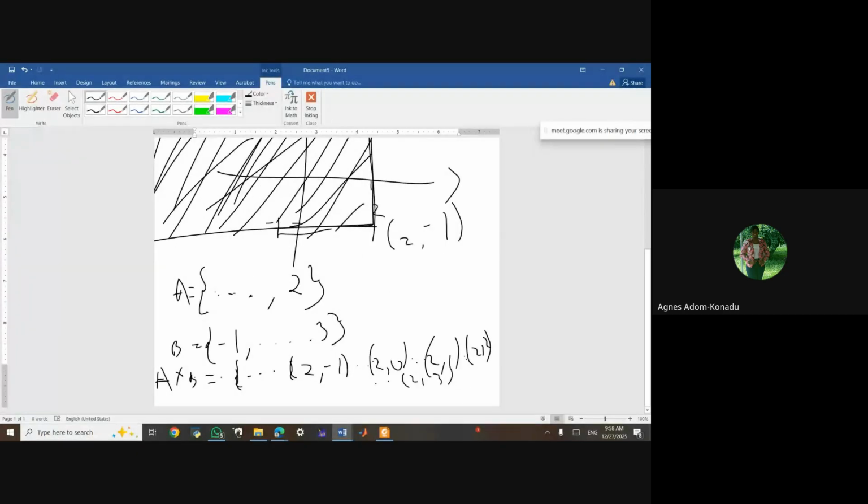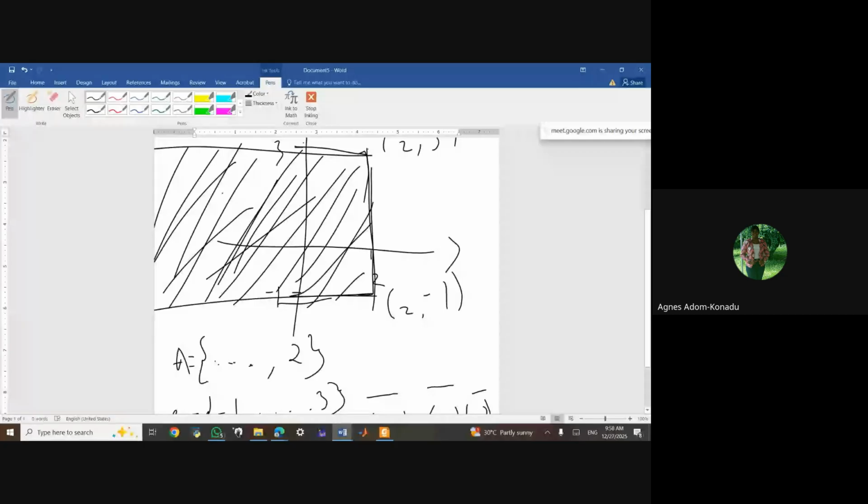So A cross B, I know that there are other points before that, but I decided to choose 2, -1, 2, 0, 2, 1, 2, 2, and 2, 3. So I have 2, -1 here, 2, 0 here, 2, 1. If this is 1, this is 2. So I have 2, 1, 2, 2, and then 2, 3. So I'll just draw the straight line.